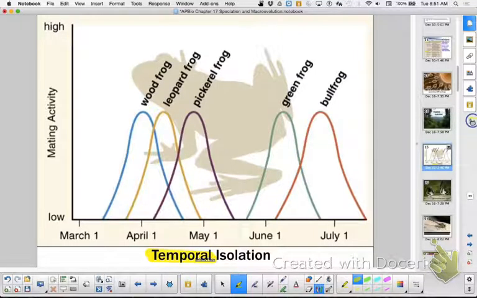So why aren't these frogs who are living in the same pond, sharing the same habitat, mating? Slate, go again. Why aren't they mating? All right, so temporal isolation, they're mating at different times or at different locations within that habitat that they share. Some are mating on the edge of the pond, some are mating in the pond.